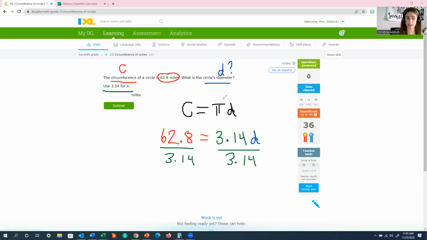We are allowed to use a calculator. So you can use your calculator to take 62.8 and divide that by 3.14. And we get 20. And then 3.14 divided by 3.14 is 1. So that cancels out because we're just left with one single variable. And looky there, we have our diameter. So if a circle has a circumference of 62 and 8/10 of a mile, then its diameter is 20 miles long. All right, let's try one more like that before we close out our video.